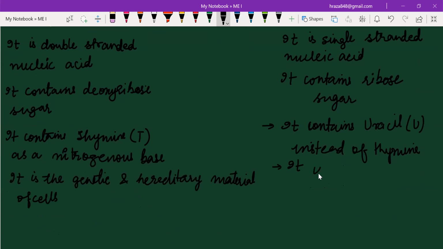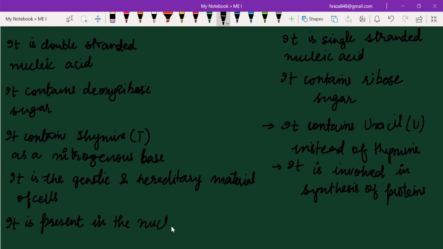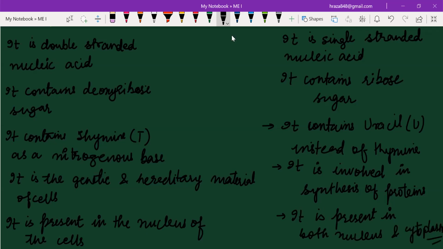RNA is involved in synthesis of proteins. DNA is present in the nucleus of the cells, and RNA is present in both nucleus and cytoplasm. Please do write it and let me know if you have any doubt in it.